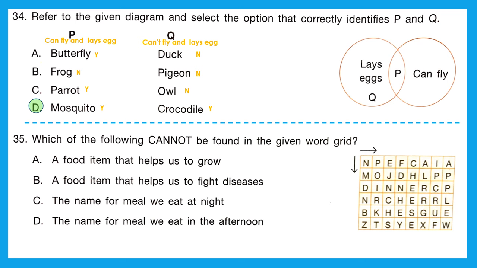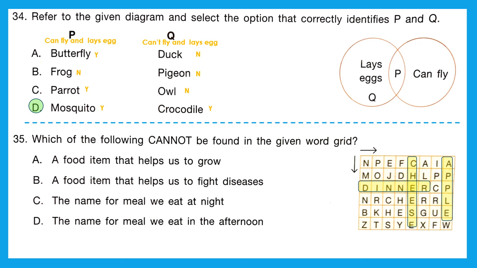Question 35. Which of the following cannot be found in the given word grid? So let's find out the meaningful words in the given word grid. We'll move from left to right and then we'll also move from top to bottom. So I have got dinner in the third row when I moved from left to right. The next word which I got is cheese in the fifth column, and in the last column I got apple. These are the only three meaningful words that I got in the given word grid.